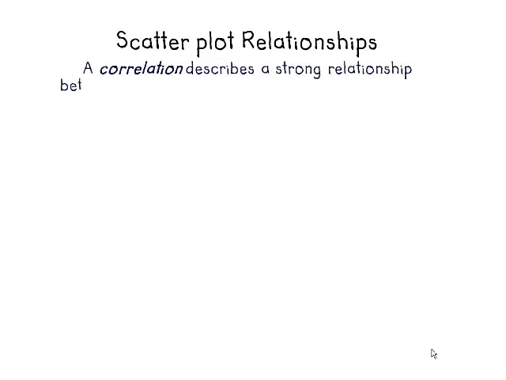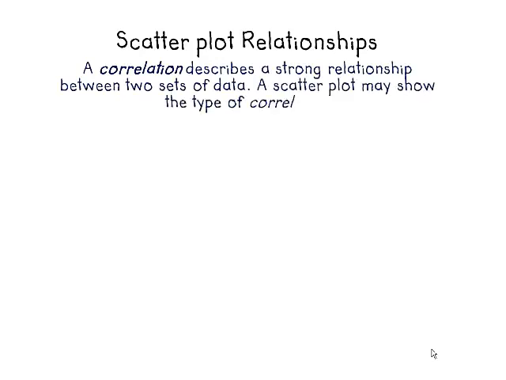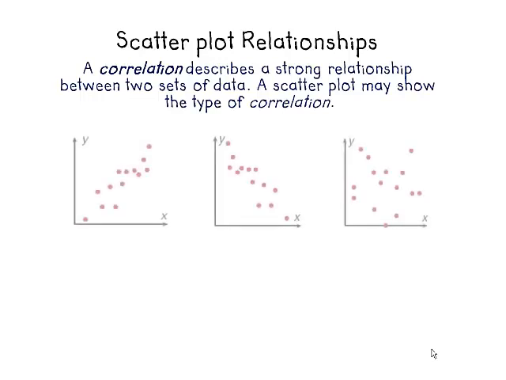Scatter plot relationships. A correlation describes a strong relationship between 2 sets of data. A scatter plot may show the type of correlation. So here are those same 3 scatter plots that you see on your worksheet. And these 3 scatter plots show some type of correlation.